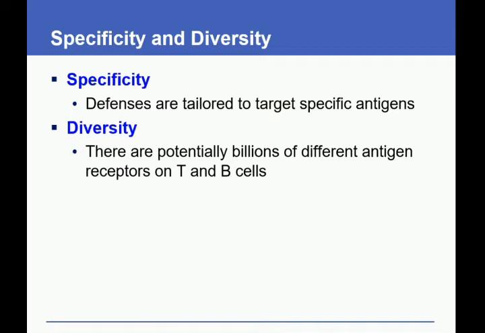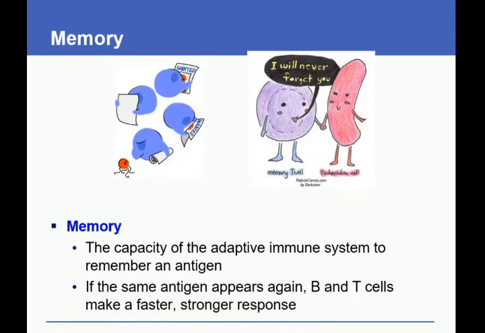Specificity means that your defenses are tailored to target specific antigens. Diversity: there are potentially billions of different antigen receptors on T and B cells. Memory is the capacity of the adaptive immune system to remember an antigen. If the same antigen appears again, B and T cells will make a faster and stronger response.